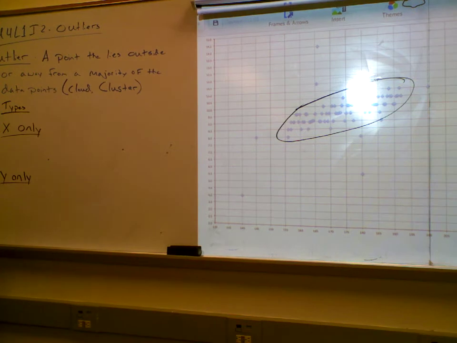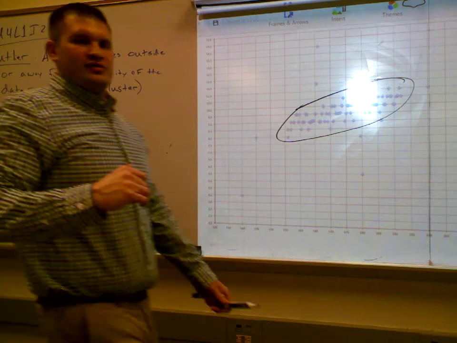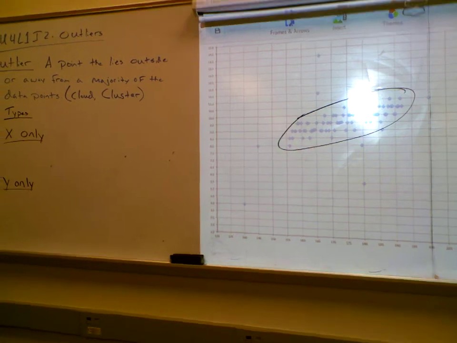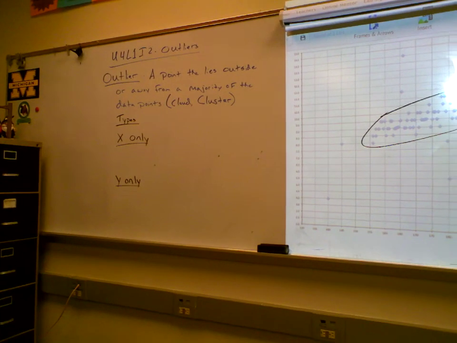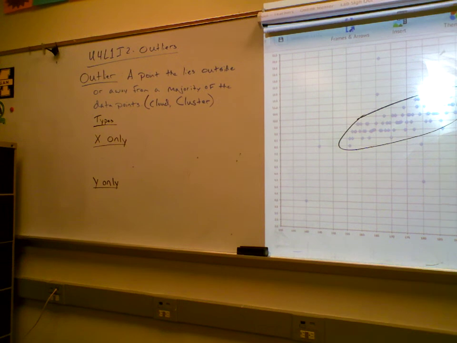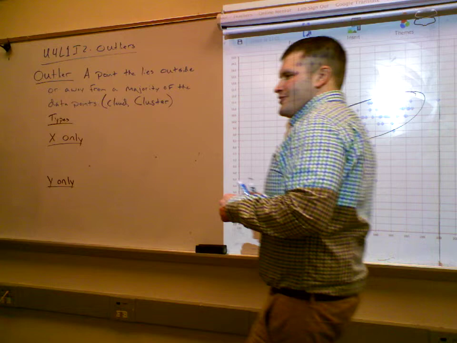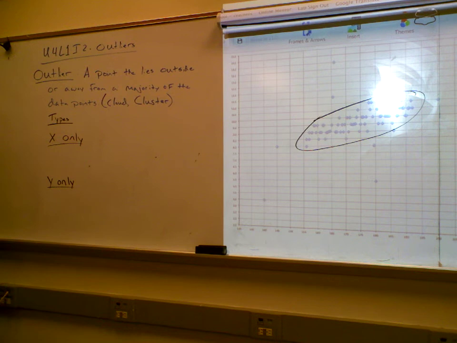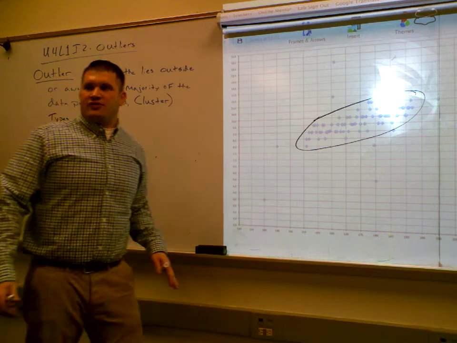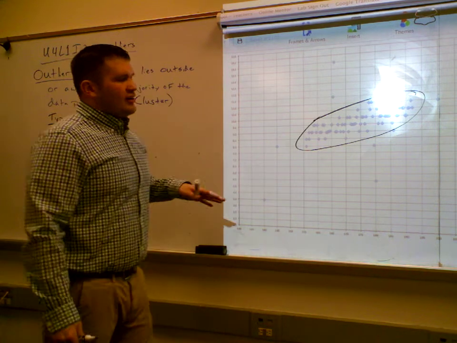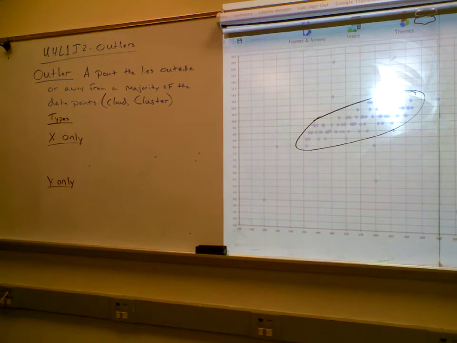Okay. So, an X-only outlier is what? You want to take a guess? One that's closer to the X line? Okay. An X-only outlier is an outlier that's outside of the data because of which value? The X value. Because of its horizontal axis value. So what's a point on here that's outside of the data because of its X value?